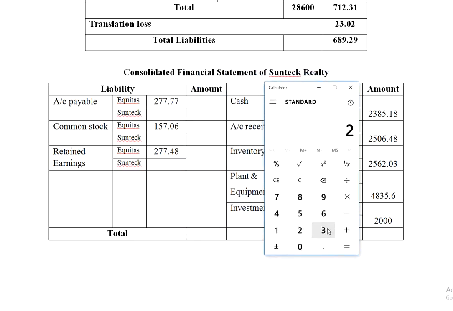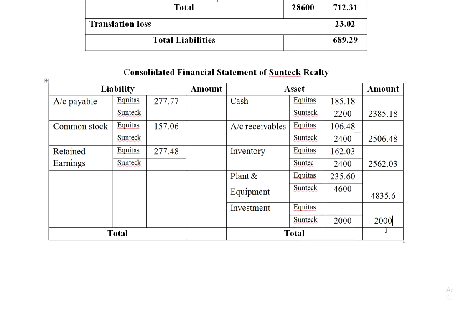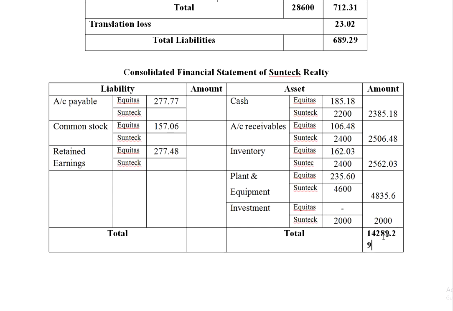This one, 2385.18 plus 2506.48 plus 2562.03 plus 4835.6 plus 2000, sorry, it is 2000, so it is going to be 14,289. It is going to be 14,289.29, right? So this is the value which we have got right now.